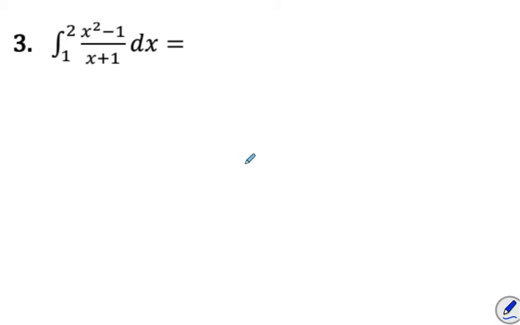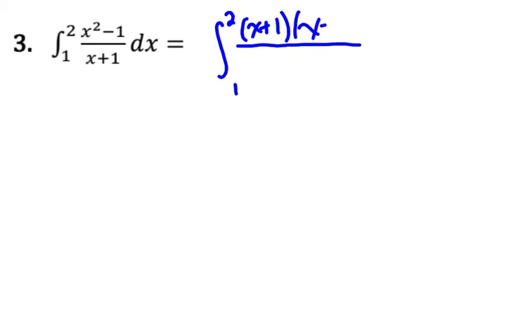So when I see this, I recognize x squared minus 1 is the difference of two squares. So this is basically the integral from 1 to 2. I'll show you the middle step here, but this is going to be (x plus 1)(x minus 1) all over x plus 1 dx. So that's the first thing you want to look for, to see if you can simplify it, because if it does, it makes the integral much, much simpler to do.